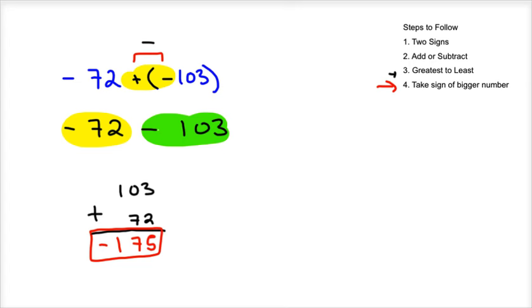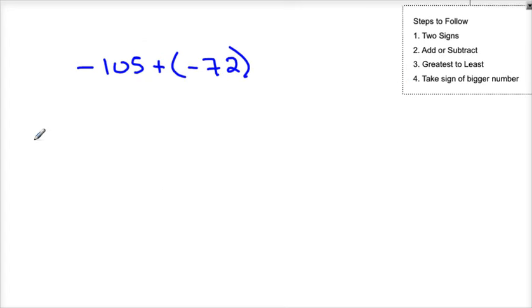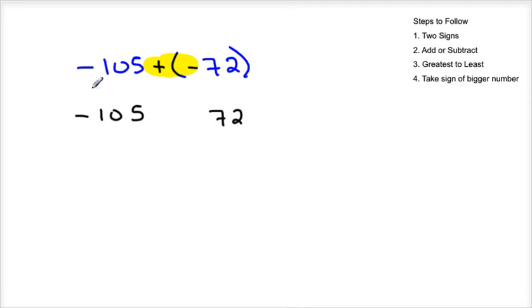Okay, a few more. Negative 105 plus negative 72. Okay, so do they have the one sign? Here I actually have two signs in the middle. I want them to have two signs all together. So I have my negative 105 and 72. Do these two signs combine and make a positive or a negative? Well, in this case, a multiplication, a positive times a negative becomes a negative. So this is negative 105 minus 72.